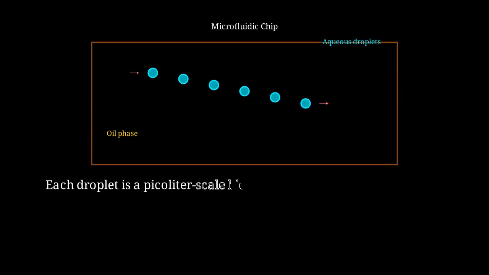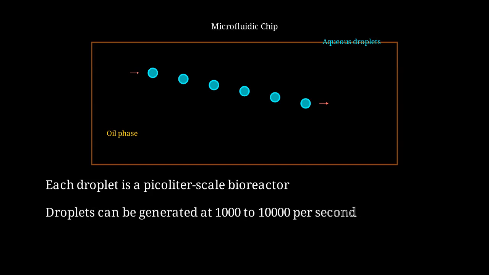Each droplet is incredibly small, typically 10 to 100 picoliters in volume. That's 1/10 billionth of a liter. These droplets serve as independent microreactors. Here's where it gets impressive. These droplets can be generated at rates of 1,000 to 10,000 per second. That means millions of experiments per hour.